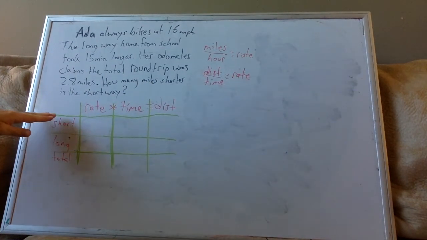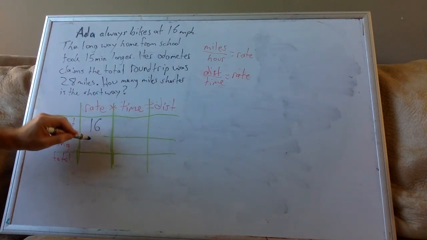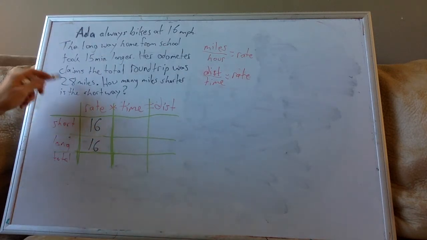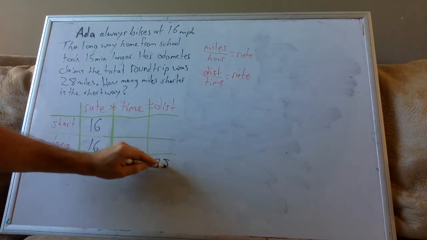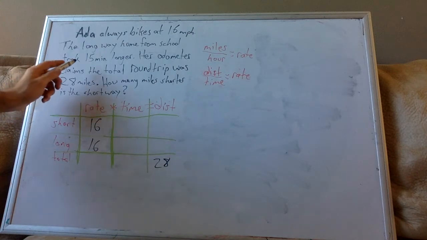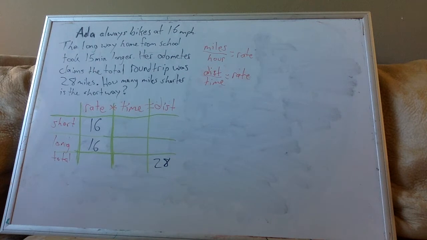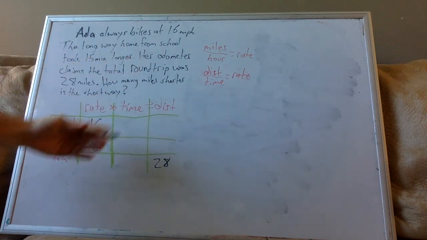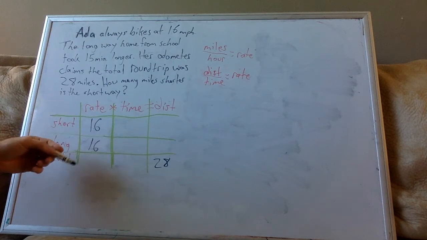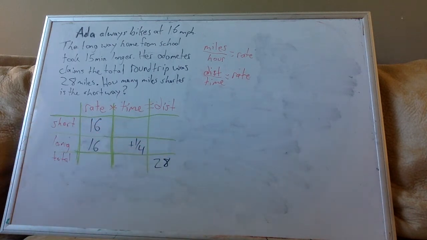Now I have the short trip, the long trip, and then the total trip. Some things that we can fill in pretty straightforwardly are the rate is always 16 miles per hour. We know that the total trip was 28 miles. Now the time we don't know, but we know that the long way took 15 minutes longer. Because we're dealing with miles per hour, 15 minutes is a quarter, so we have to add a quarter to the time.